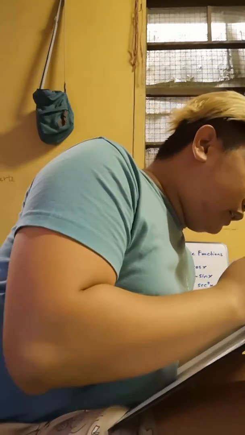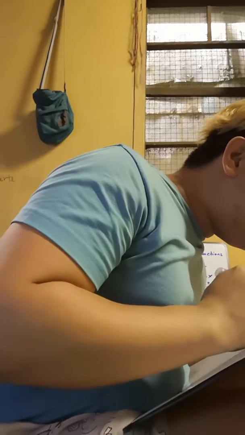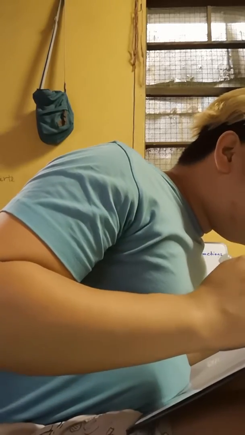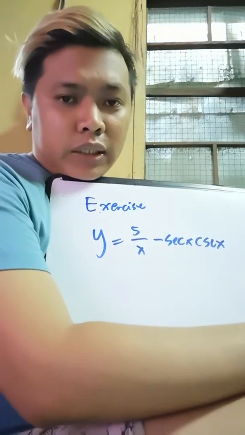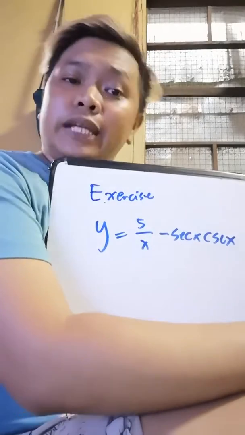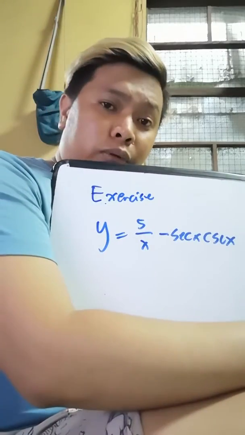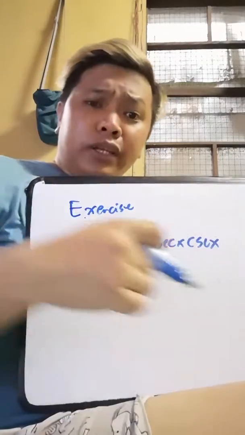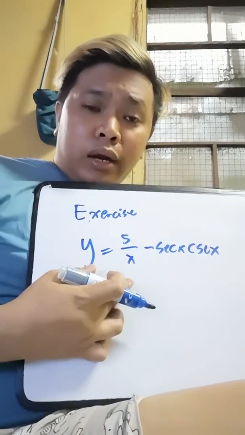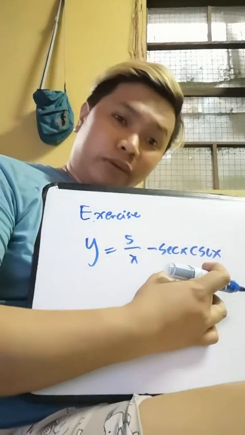Before I end this lecture, I will leave you an exercise. Try to answer it and try to apply yung natutunan nyo today. Okay, let me write it. So, ayan. Try to get the derivative of y, which is equal to 5 over x minus secant x times cosine x. The hint to get the derivative nito ay first, gamitin mo ang sum rule para paghiwalayin ito and then paghiwalayin ito. For this one, pwede mong gamitin yung power rule. And for this one, pwede mong gamitin yung product rule.